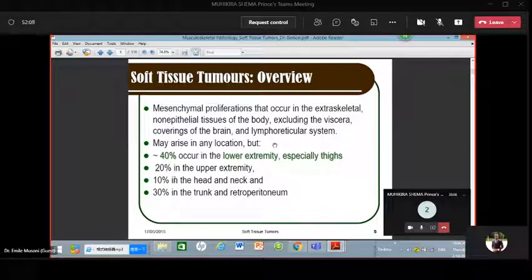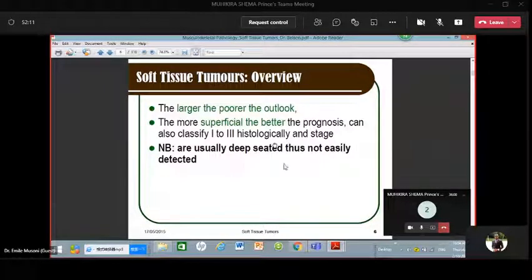They say the larger, the poorer the outlook. The more superficial, the better the prognosis, meaning that when it is superficial, it has a good prognosis. When it is large, it has a poor prognosis. So as with other tumors, after diagnosis of a soft tissue tumor, you have to give the grade and the staging. For the soft tissue, there is a histological grading specific to the soft tissue. And also there is a staging of soft tissue, both for the treatment and the prognosis.